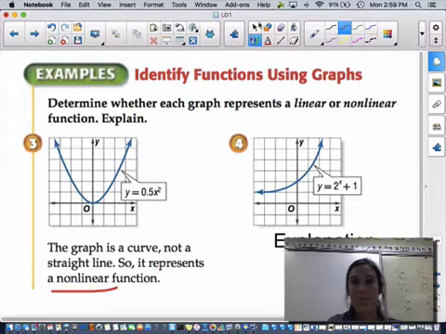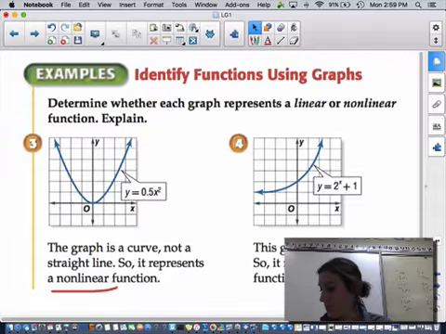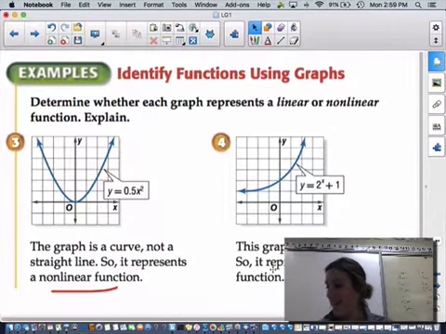Again, looking at graph 4, it does not form a straight line. So again, it is a nonlinear function.